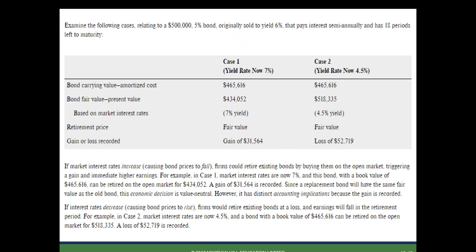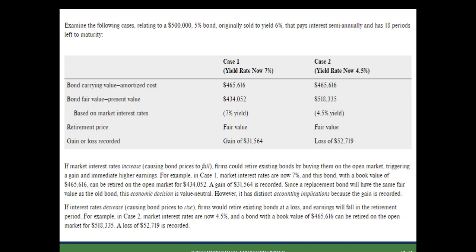So I've taken a snip of an example from your textbook to demonstrate because the original PowerPoint didn't include one. It's located on page 919 of your textbook if you want to take a closer look at it. So we're going to examine the following cases relating to a $500,000 5% bond, originally sold to yield 6%, that pays interest semi-annually and has 18 periods left to maturity.